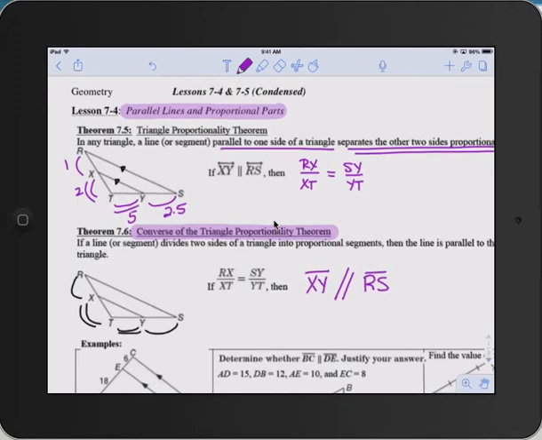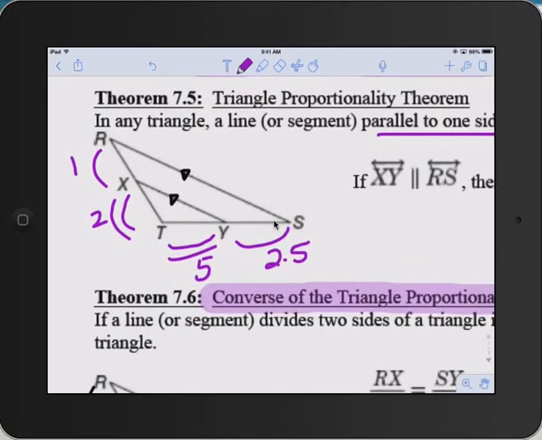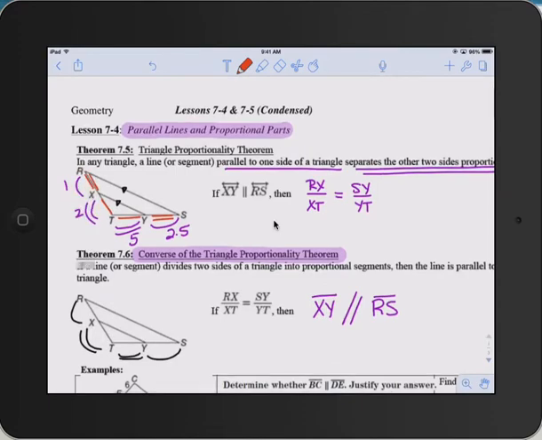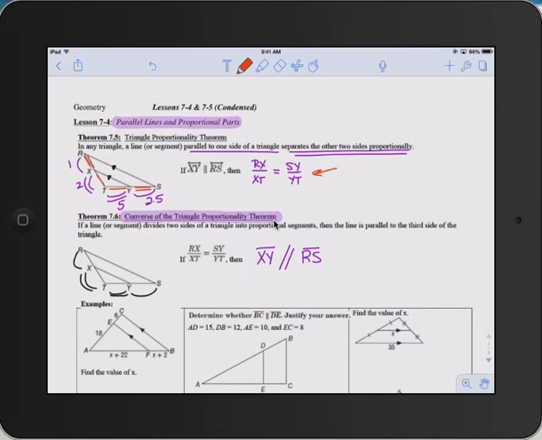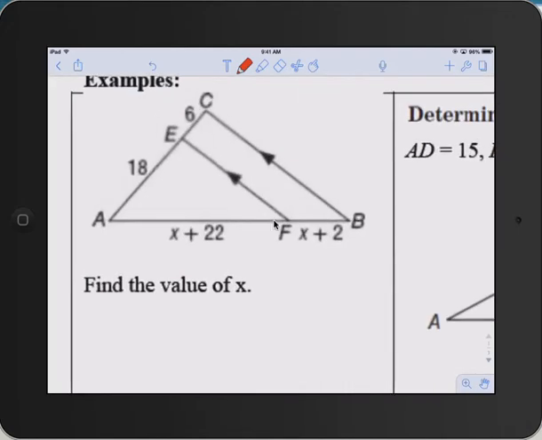Now remember that if these segments are proportional, you could also set up the proportion as XT is to XR as TY is to YS. It doesn't have to be written in the same exact order as this one is. Any equivalent proportion would satisfy. So here's some examples. Find the value of x.